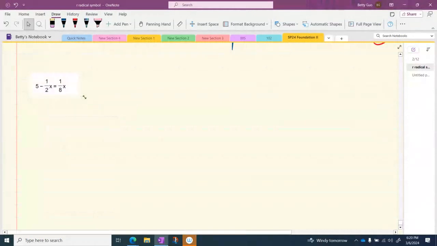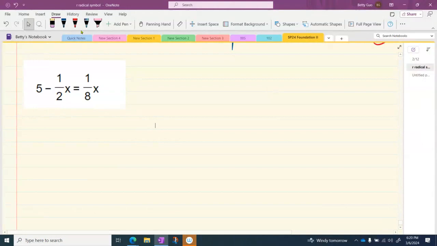We have two denominators, 2 and 8. Yeah, because we don't like denominators. One method I introduced is to get rid of the denominator from the very beginning, right? So we identify the least common multiple of all the denominators. We have two denominators, 2 and 8. Question, what's the least common multiple of 2 and 8?